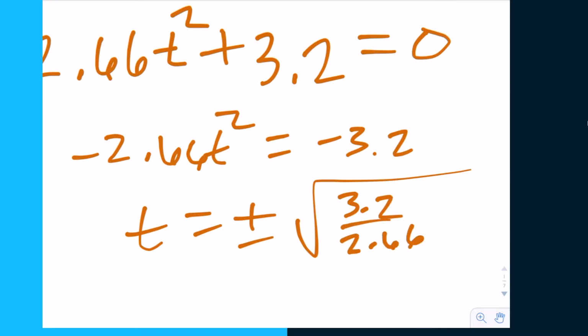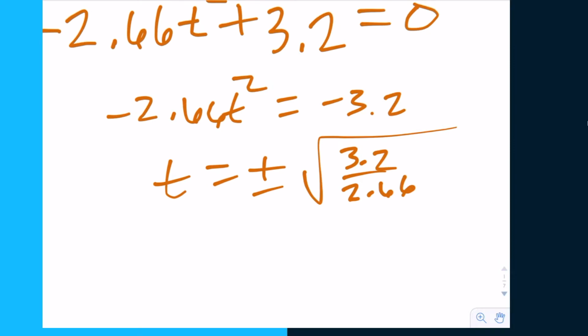Now, we always consider plus or minus when we extract the square root. But in this case, do we want the negative t? No, because that would be going back in time. The meatball was not rolling onto the floor.